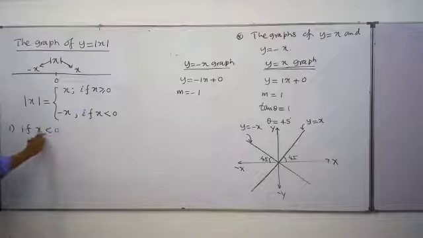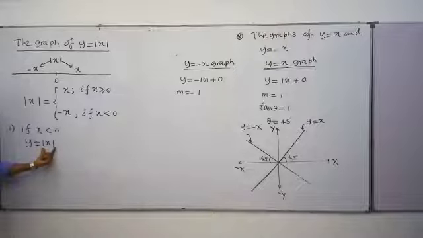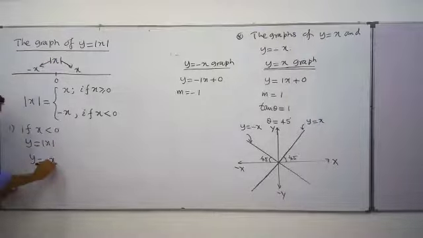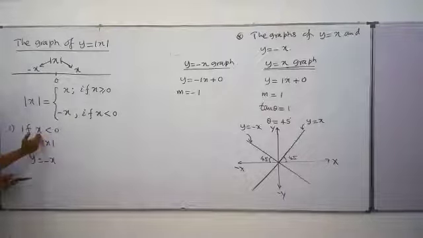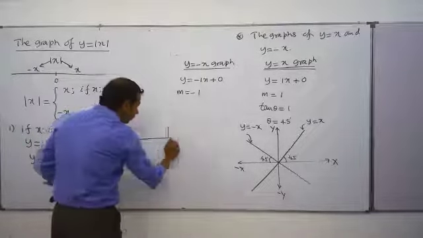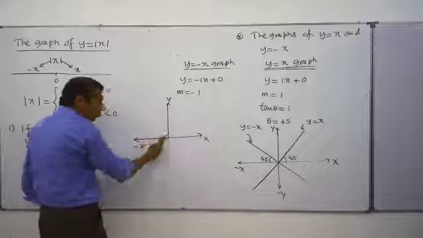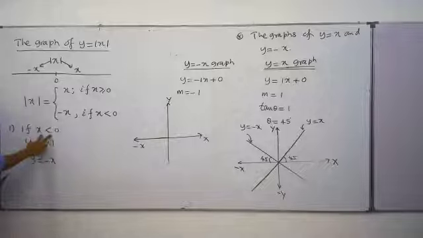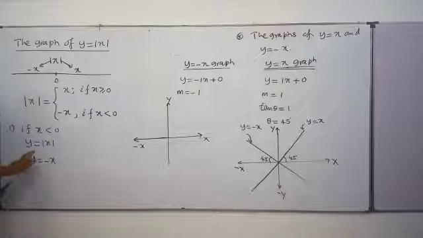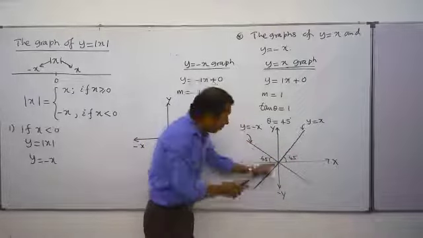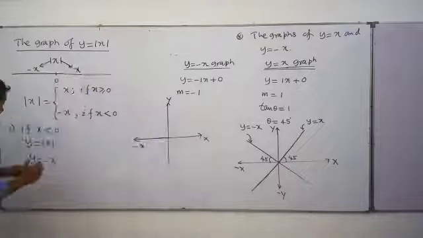First, if x is less than 0, that means on the left of 0, y equals mod x takes minus x. X less than 0 means on the left of the y-axis. In the left of the y-axis, to draw the y equals mod x graph, we have to draw y equals minus x. Its part on the left of the y-axis is this part. Only this part we have to draw.